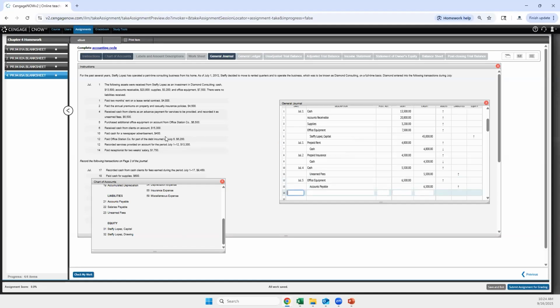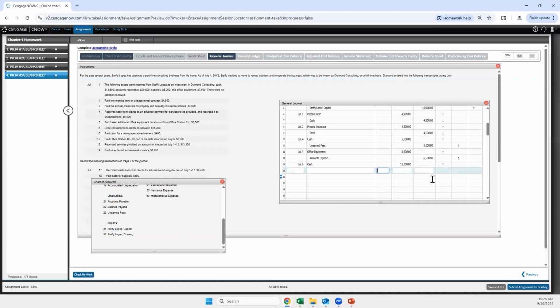Received cash from clients on account, July 6th. Receiving cash, so debit to cash. And this is collection of some, but not all, of the accounts receivable that were invested in the business initially. And then it's going to be a credit to accounts receivable.